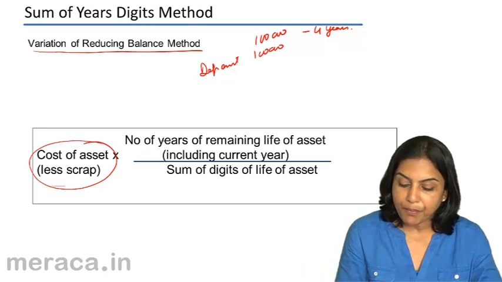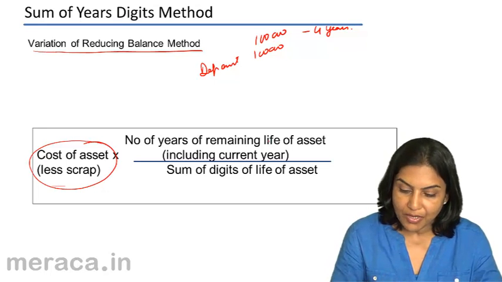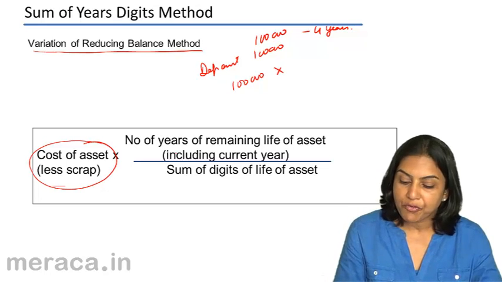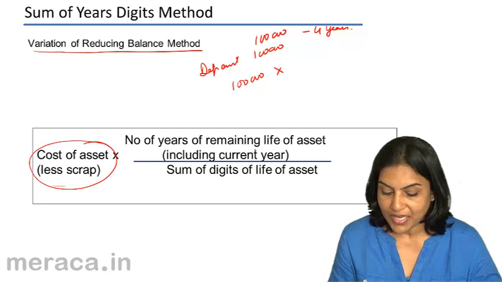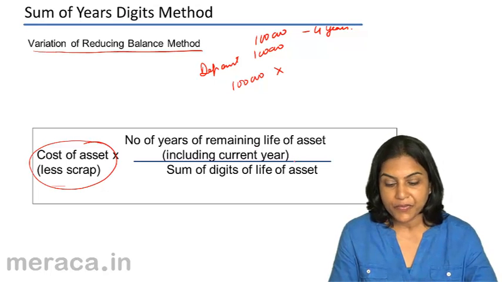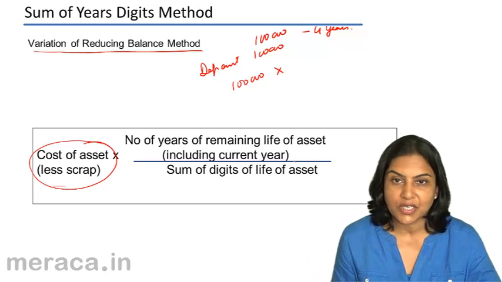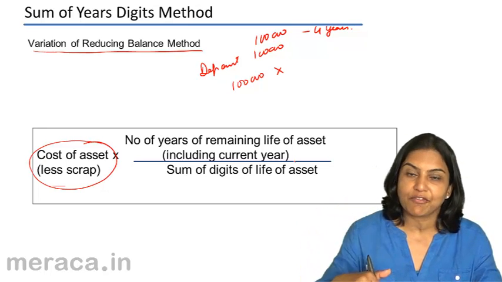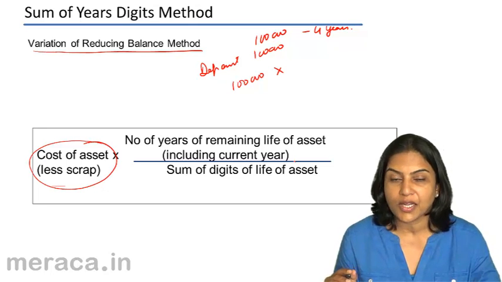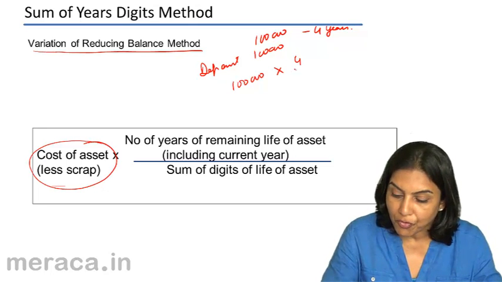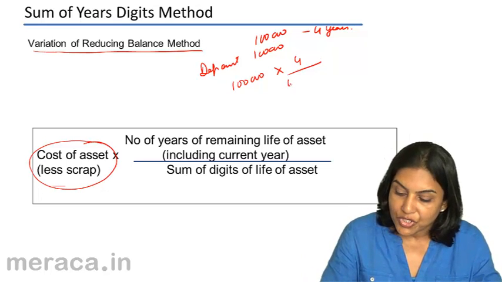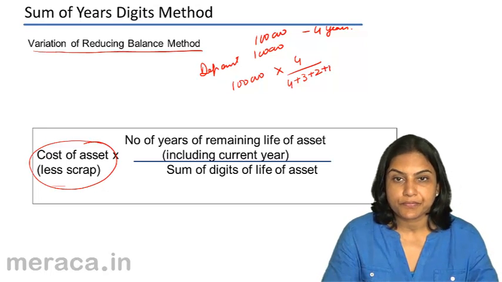It would be the depreciable amount, that is 1 lakh, into the number of years of remaining life of the asset, including the current year. So at the end of the first year, remaining life of the asset is actually 3, but we have to consider the first year also. Therefore, totally we have 4 years. It would be 4 divided by the sum of the digits of the life of the asset, which is nothing but 4 plus 3 plus 2 plus 1.